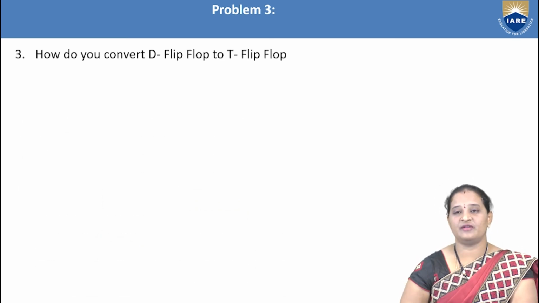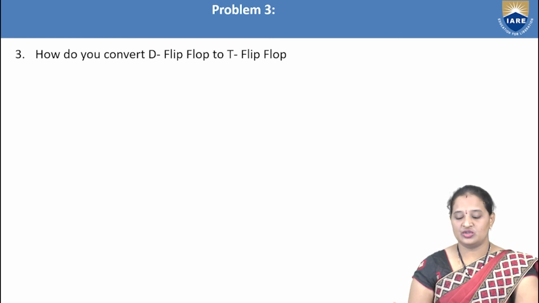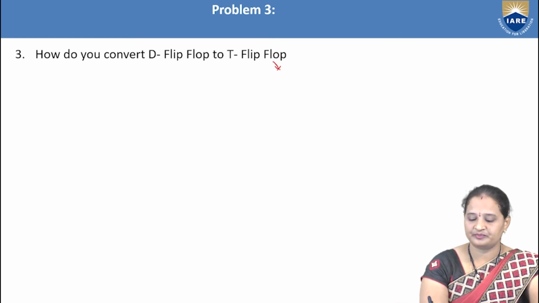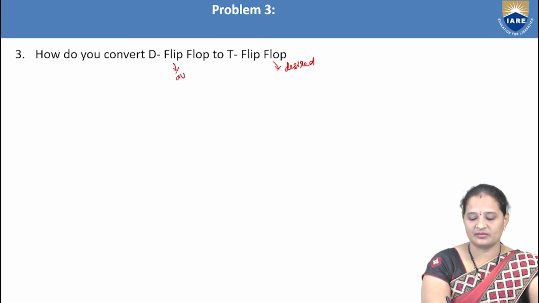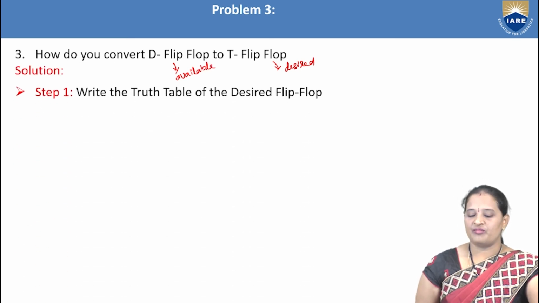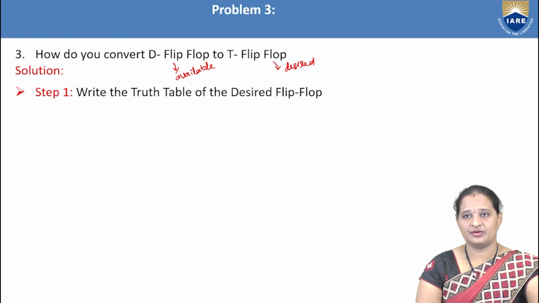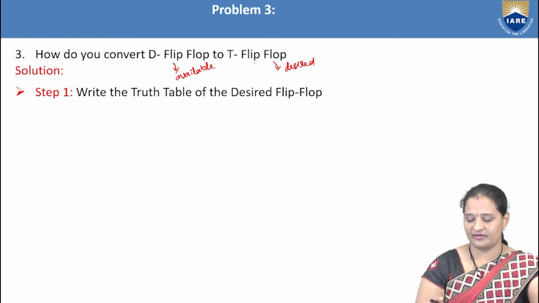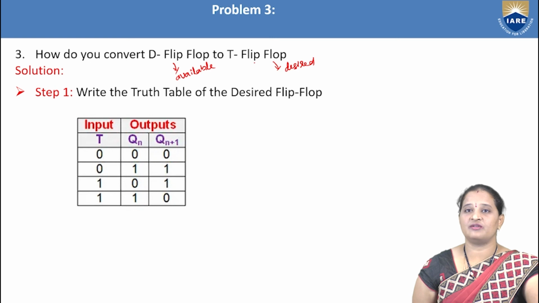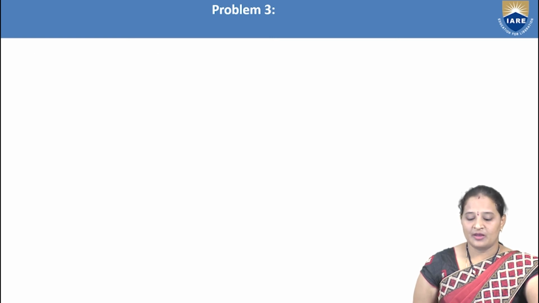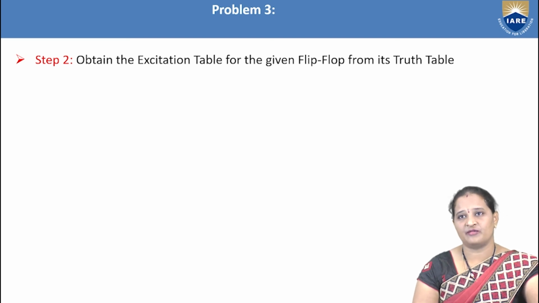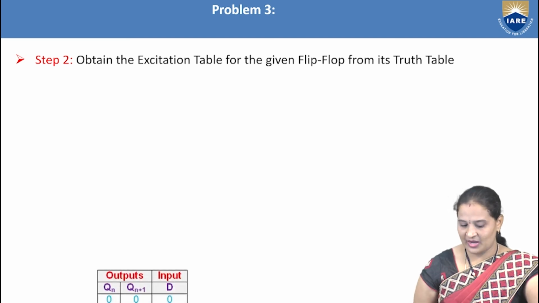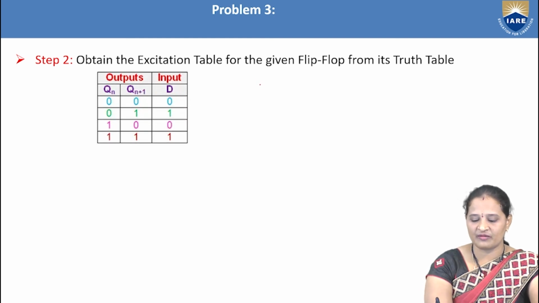Next, the last one. How do you convert a D flip-flop into a T flip-flop? What is our desired flip-flop here? This is desired, whereas this is available. Okay, so now what we need to do? First step, the truth table of the desired flip-flop. What is the desired flip-flop? T flip-flop. This is the T flip-flop truth table. Then the available flip-flop. What is the available flip-flop? D flip-flop. Get the excitation table of the available flip-flop. This is the excitation table of the available flip-flop.